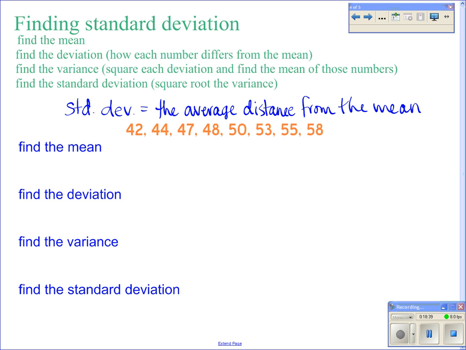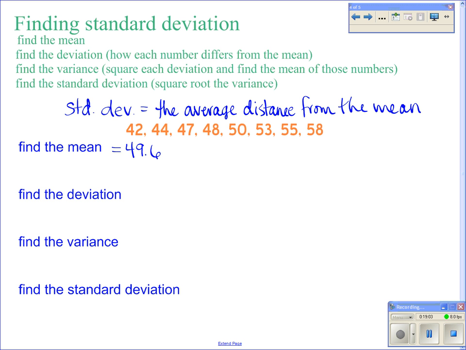How much? 49.6. All right, so our goal in the end is to find out what is the average distance away from 49.6 that our numbers are. This process tells us that. So we're going to find the deviation, which up here says how each number differs from the mean. So what we're going to take is each of these orange numbers and subtract the mean. So we're going to get some positive and some negative.